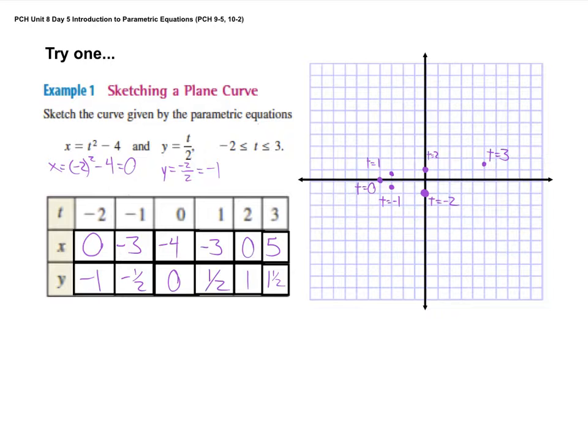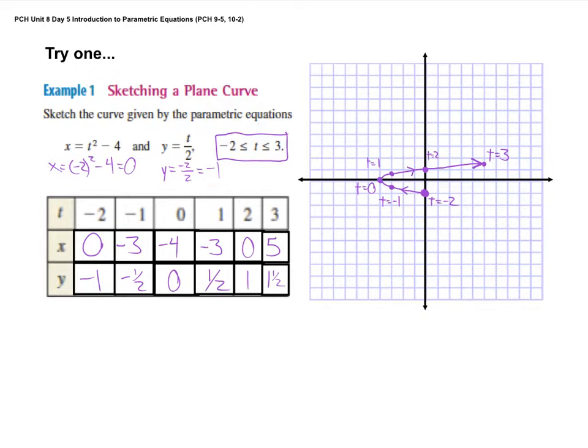Now, this was only defined for negative 2 to 3, okay? So don't have it going off forever in either direction here. But what you should do is indicate the direction it's going. Notice what's happening here is this thing moves, okay? It's moving that direction, and you could even put some additional little arrowheads on this if you want to kind of indicate direction.